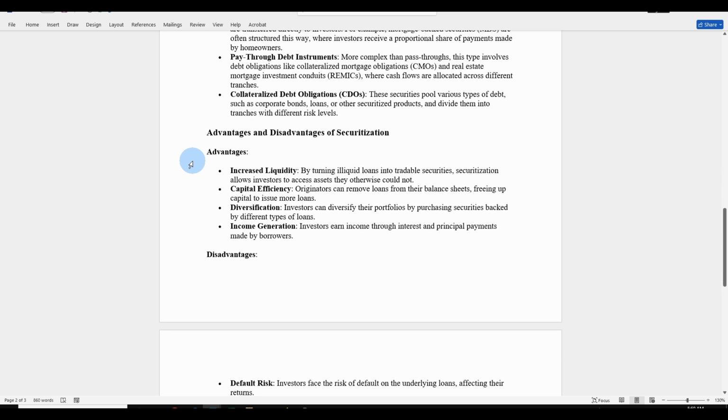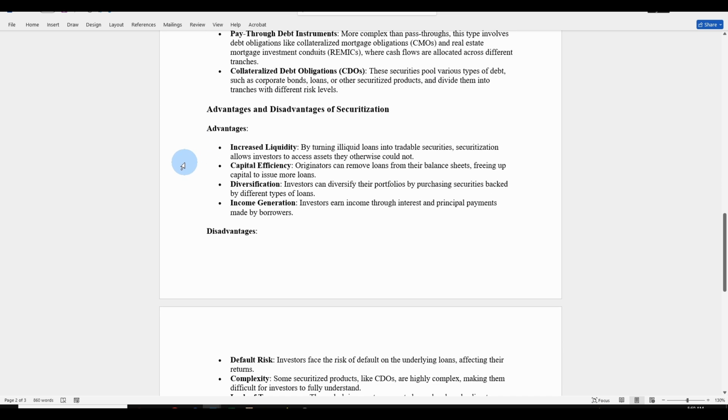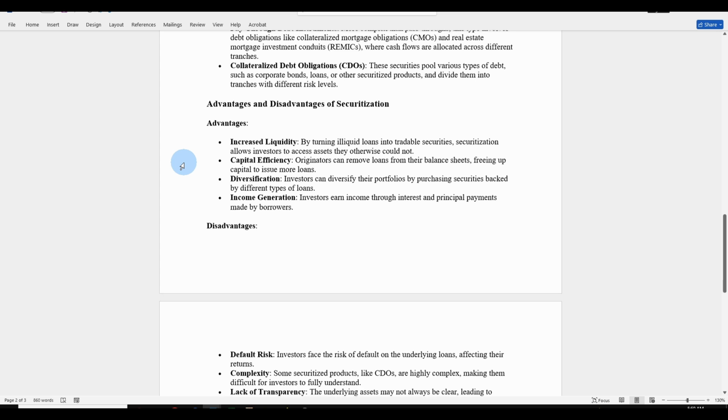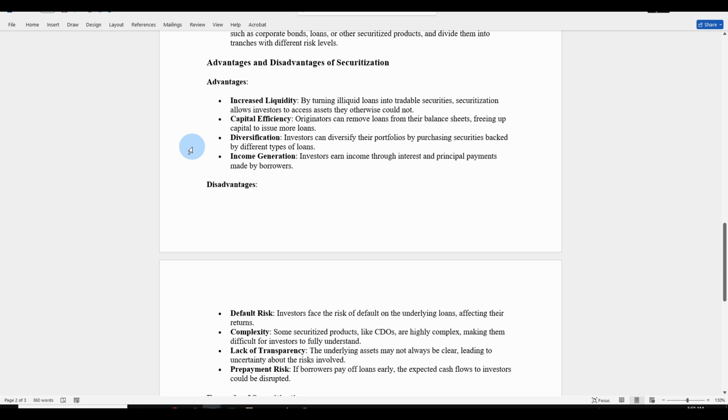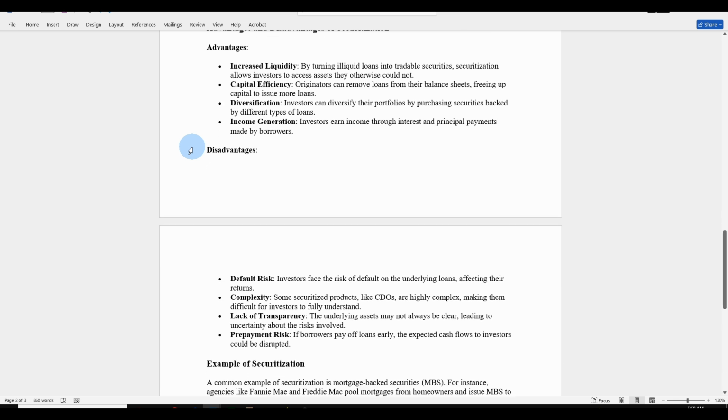Advantages and disadvantages of securitization. Advantages: increased liquidity. By turning illiquid loans into tradable securities, securitization allows investors to access assets they otherwise could not. Capital efficiency: originators can remove loans from their balance sheet, freeing up capital to issue more loans. Diversification: investors can diversify their portfolio by purchasing securities backed by different types of loans. Income generation: investors earn income through interest and principal payments made by borrowers.